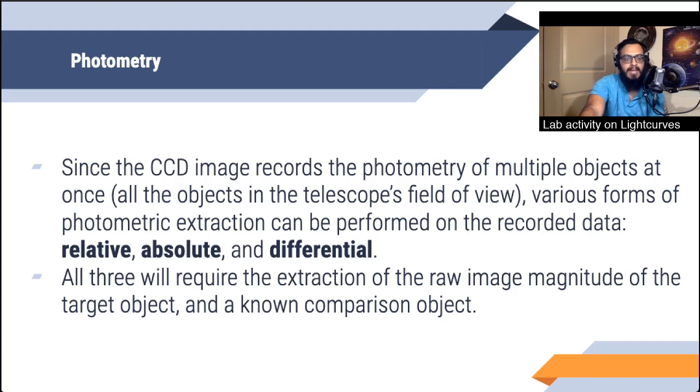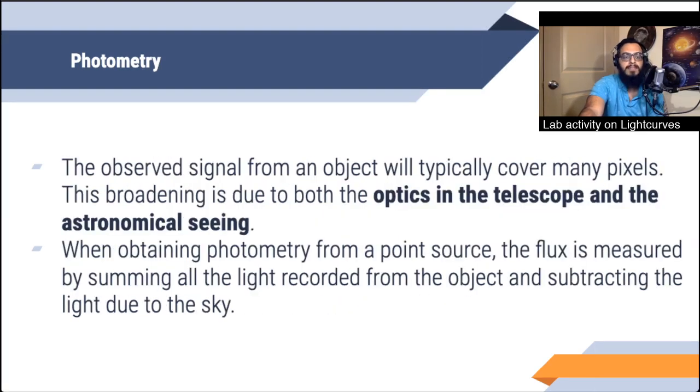Relative is when you compare one star to another. The absolute is where you only look at the value of that one star, and differential is when you're comparing the different stars, and you're doing a difference of the raw data, right? It might be a little much right now to try to understand, but we're actually going to practice one of these methods for this lab specifically.